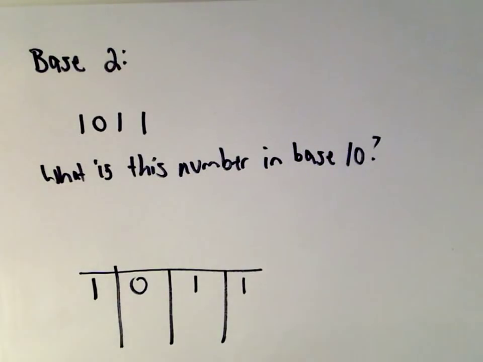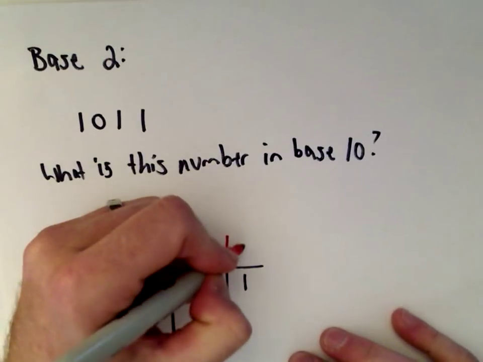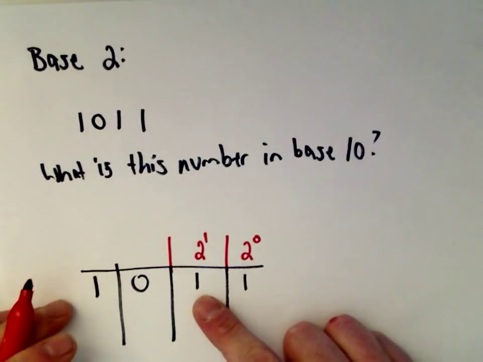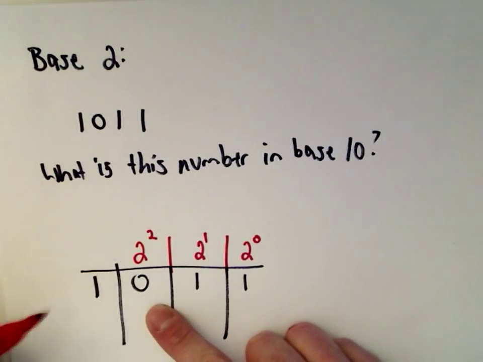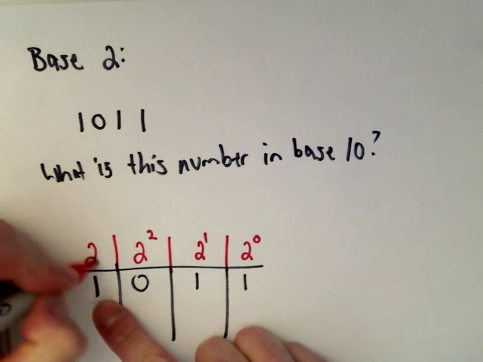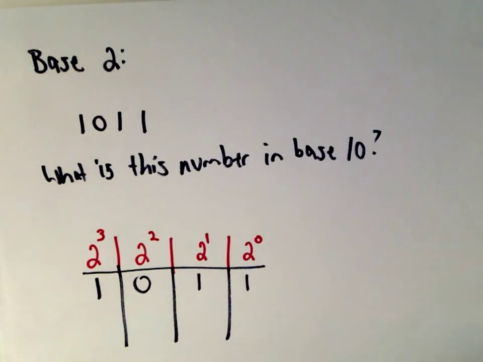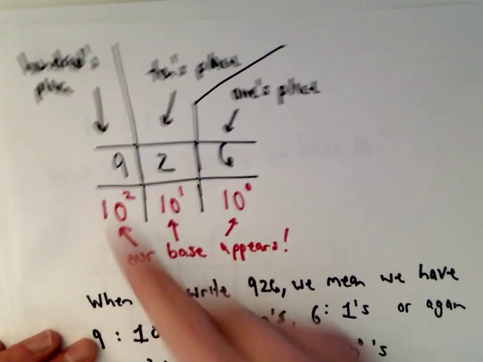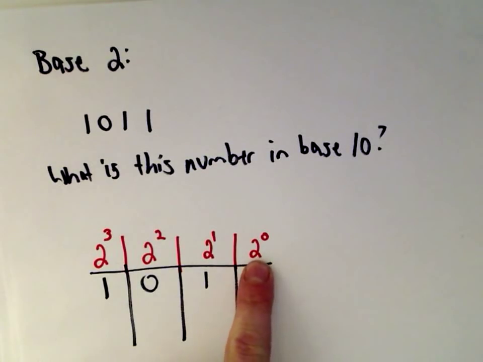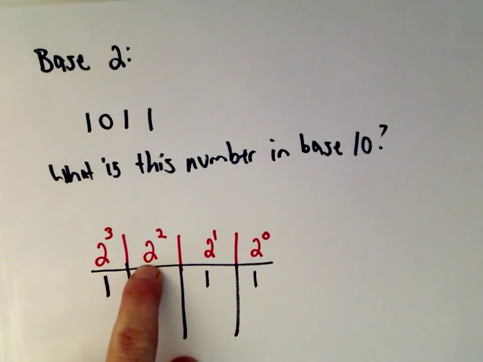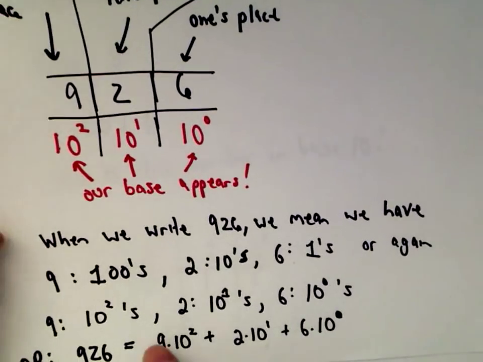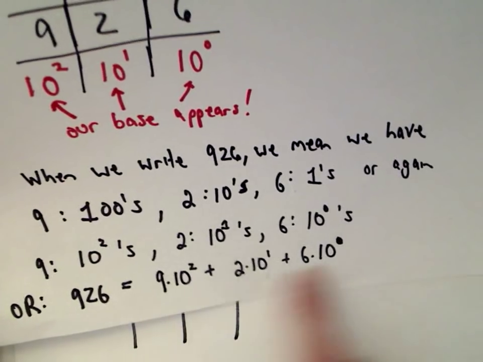Well, let's think about our base. Again, we're using base 2. So this is going to be 2 to the 0. This is going to represent 2 to the first power. This is going to represent 2 to the second power. And this is going to represent 2 to the third power. A second ago we had the ones place and the tens place and the 100s place. We don't have that anymore. Now we have the ones place and the twos place and the 2 squared place and the 2 to the third power place. And we just do the same thing. We basically just add those numbers together.